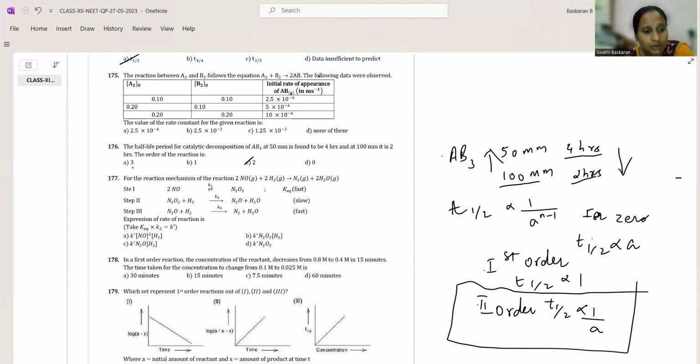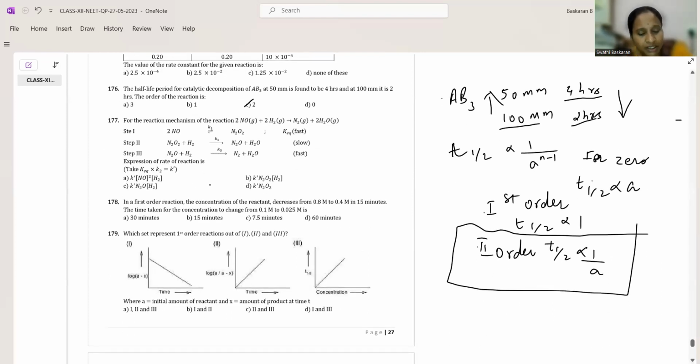So this is the 176th question. Now once again, a similar question with equilibrium steps involving a complex reaction is given. What they are basically asking is to determine the rate of reaction, that is, you are supposed to give the rate law for this complex reaction, and these are the 3 different steps. Now just have a look, since we have solved so many of these questions.